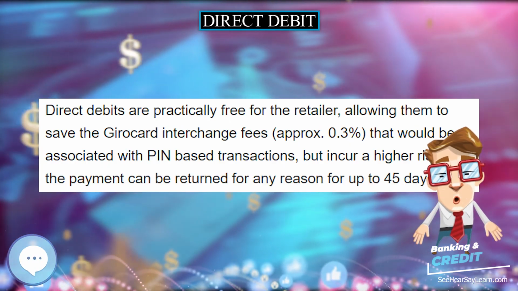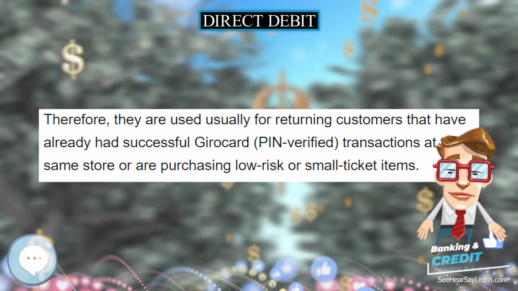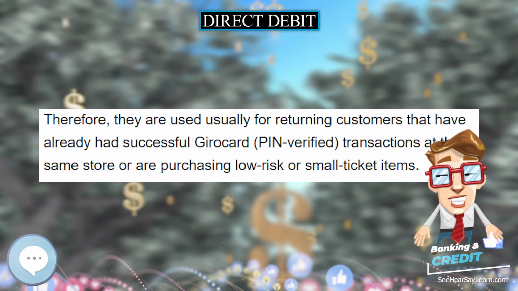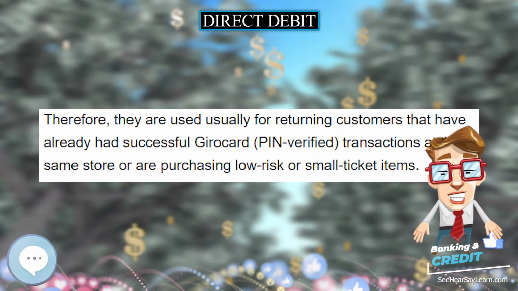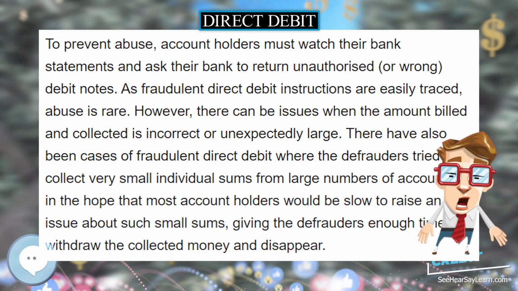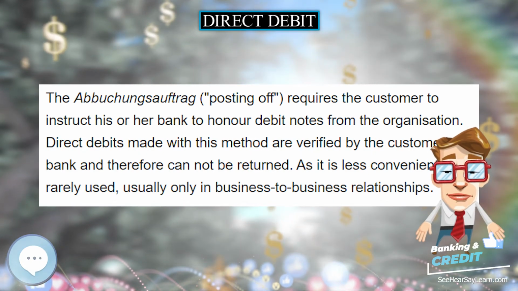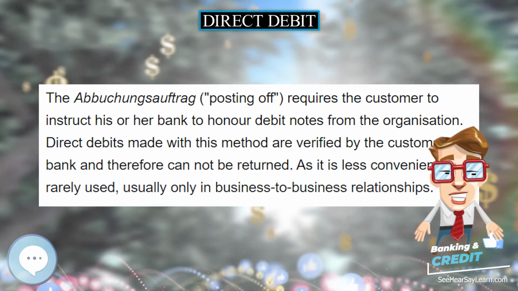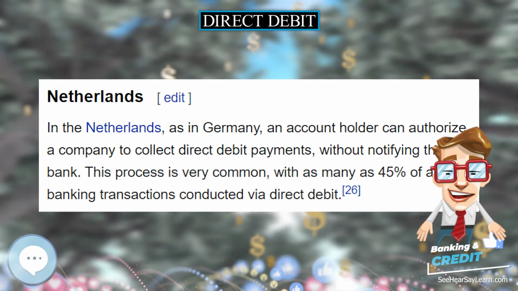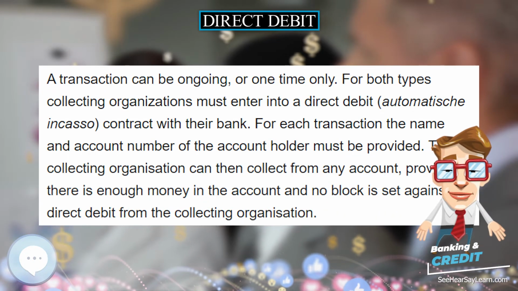Australia. In Australia, direct debit is performed through the Direct Entry System, also known as BECS, Bulk Electronic Clearing System, or CS2, managed by the Australian Payments Network Limited. An account holder can authorize a company to collect direct debit payments without notifying the bank, but direct debit is not available on all financial accounts.